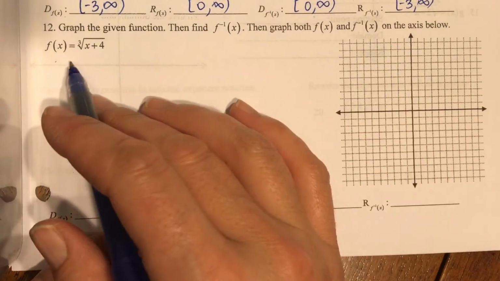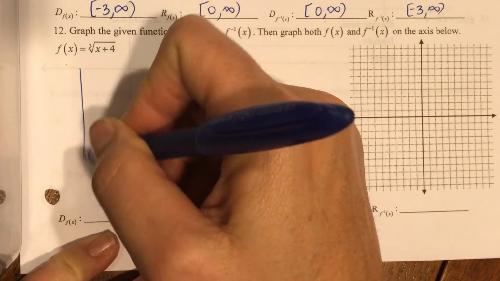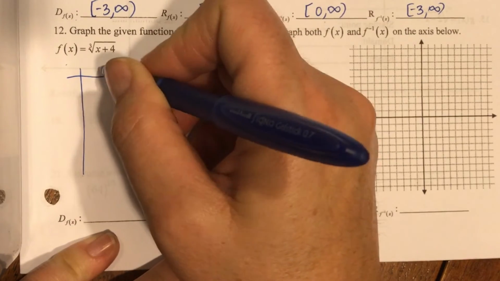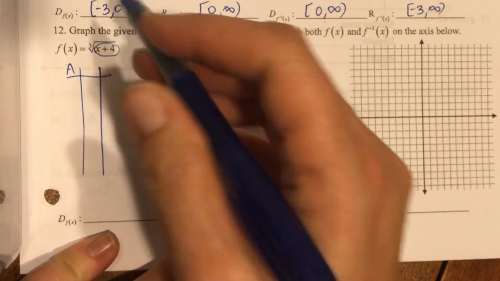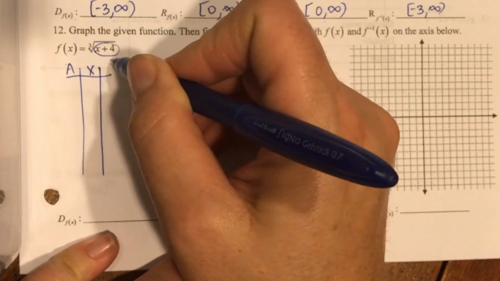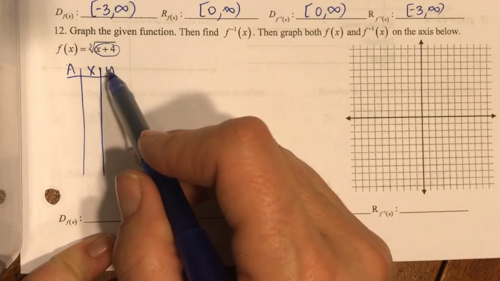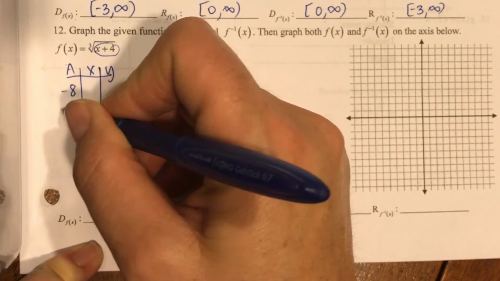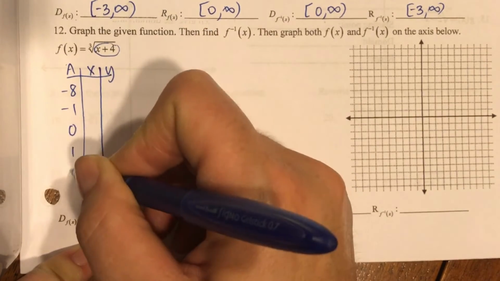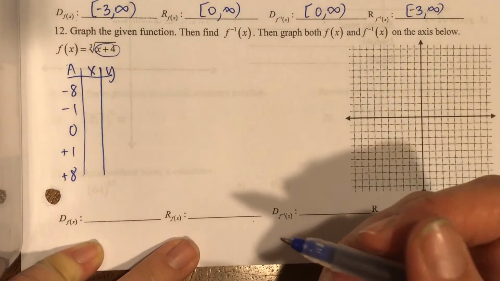All right, so graph the given function. This one's going to require an A column as well. You can tell it's going to require an A column because there's stuff going on under there. If that was just an x, then it would be a nice x and y chart. Because there's an x plus 4 in there, I have to remember what I want my cube root to be. It could be a -8, a -1, a 0, a 1, or an 8. You can call that a +1 and a +8 if you prefer.